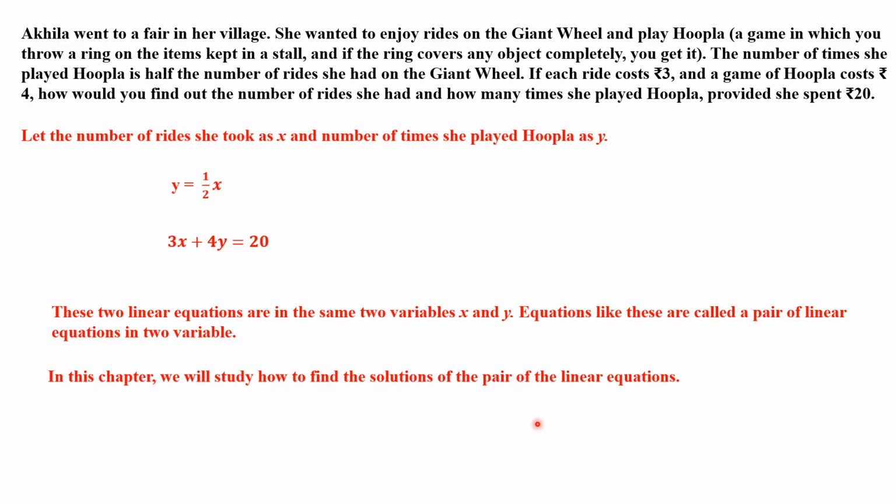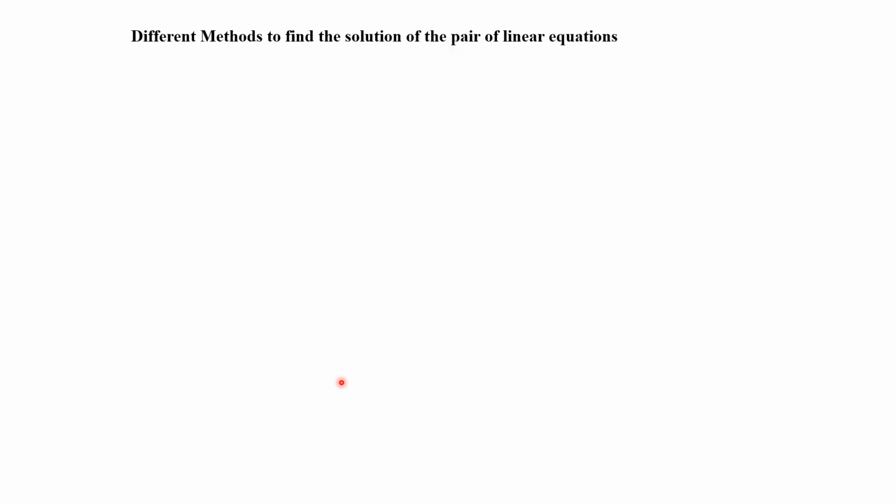Now to solve the pair of linear equations, there are different methods. Now we will see each method one by one. So first of all, I'm going to explain what are the different methods to find the solution of the pair of linear equations. First is the graphical method, where you have to plot the graph of both the linear equations. And then through the graph, you are able to find the solution.